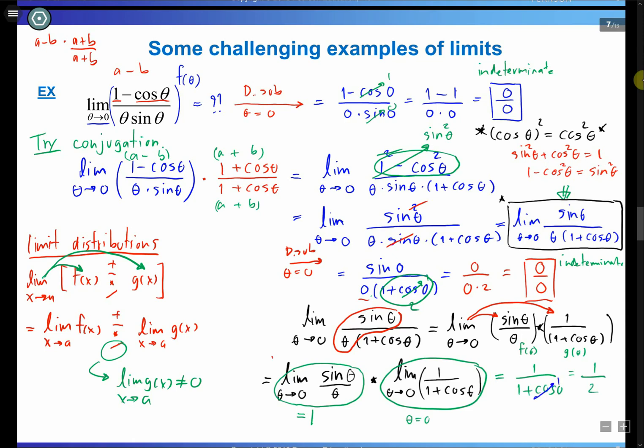So let's take a look here. The first limit, from the last example, is equal to 1. And for the second limit, we just found it to be 1 over 2. So in the end, we multiply them together, and we get the answer for this example to be equal to 1 over 2. And that is the final answer for this second challenging example.